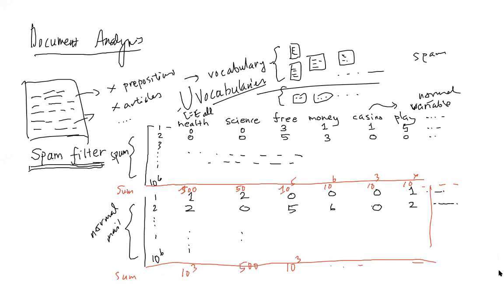Then of course you have your total for spam and your total for not spam. Then you can construct probabilities. So basically here you have a probability. So let's say you have data.